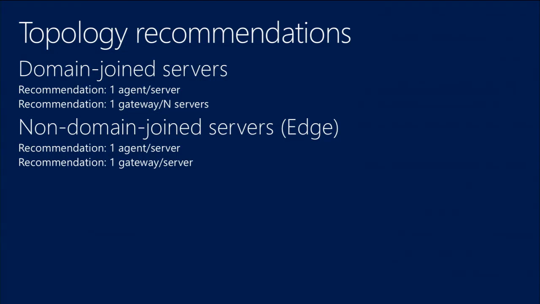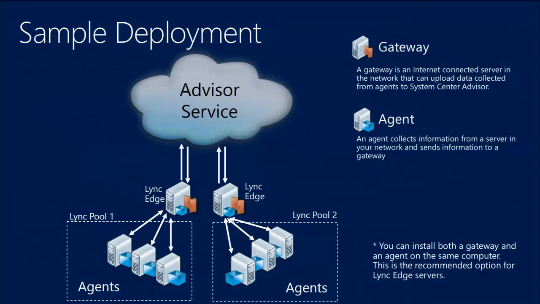Now, for the non-domain joined scenario, for your edge, for example, then you have to put the agent and the gateway on that machine. So you'll have to dual home, if you will. Every non-domain joined machine will have to be gateway and agent. So this is, I guess, a Link-ified version of the picture, where we're putting the gateway and the agent on the edge server, and our Link pools, we actually just have the agent that's talking to the service.